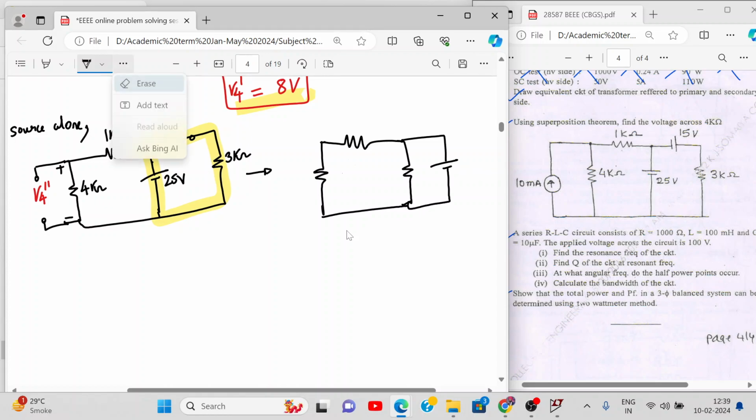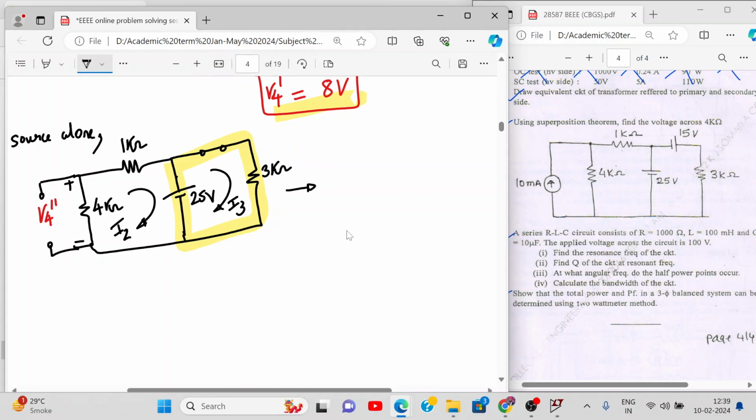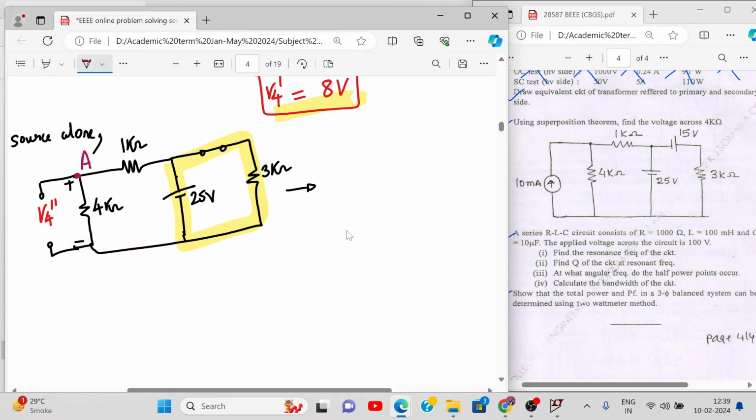Or your normal mesh analysis will also do, no? It's okay if you don't do this also. Normal mesh analysis you apply. This is I2, this is I3. And the best will be nodal analysis, which we can also apply. If you apply nodal analysis, here we have A, this is B, second point. So now this current will be this current and this current.